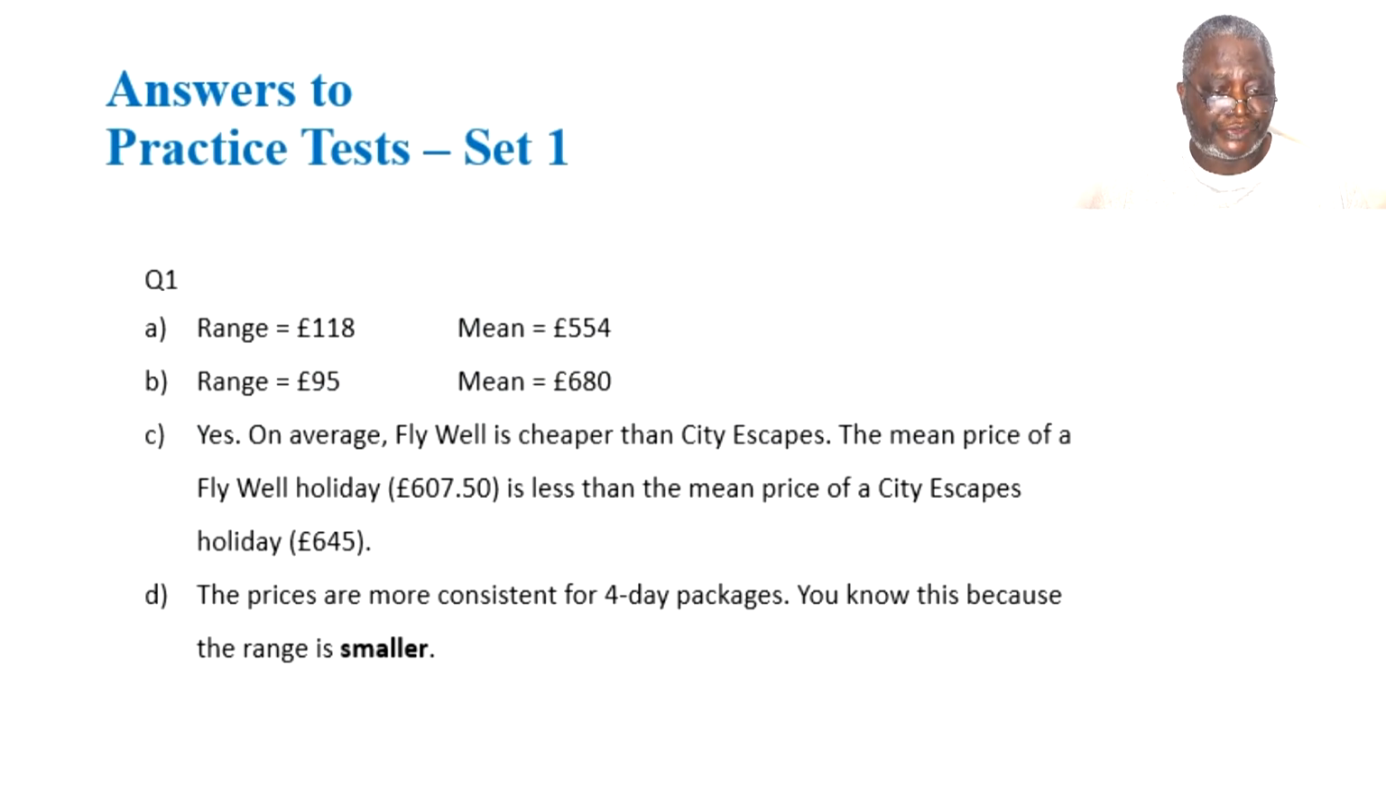And then you'll be able to tell your answers or make decisions. The answers to practice questions set 1. Question 1. A. The range is £118 and the mean is £554. B. The range is £95 and the mean is £680. And then question C. The answer is yes. On average, Flywell is cheaper than City Escapes.